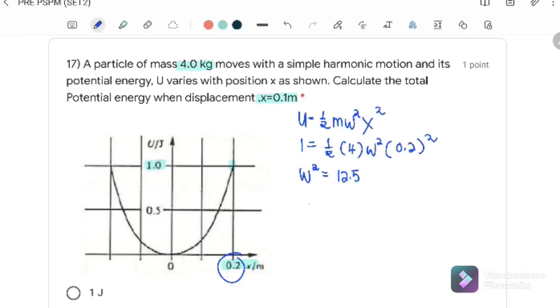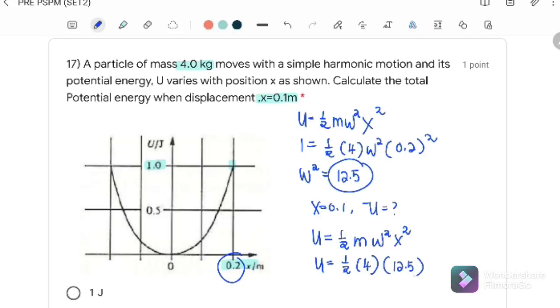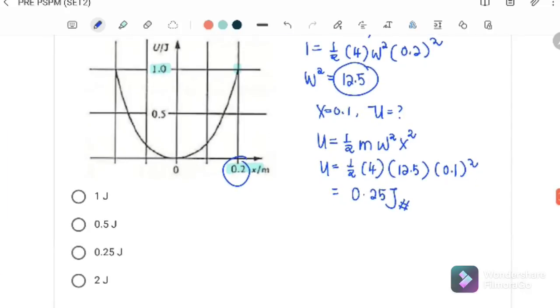Now we want to find, when x equals 0.1, what is the value of the potential energy. So we substitute into the equation U equals half m omega squared x squared, where m is 4 kg, omega squared we just found is 12.5, and x is 0.1 squared. Finally, the answer we get is 0.25 joule. So this is the potential energy when x equals 0.1 meter. So the answer is C.